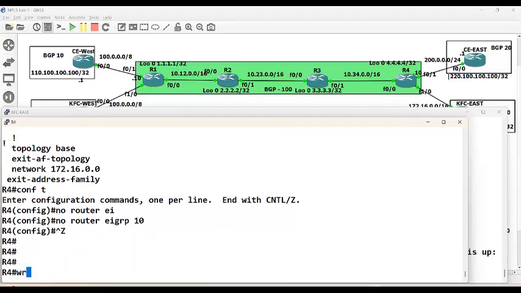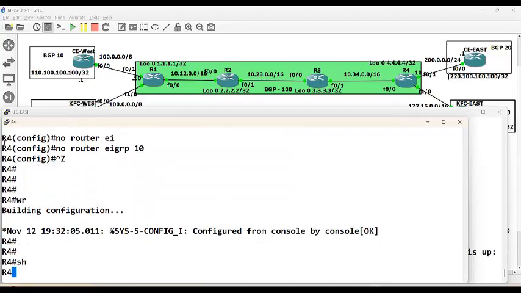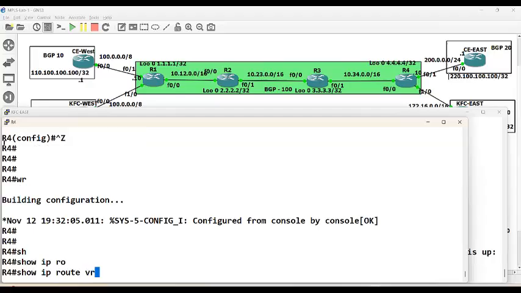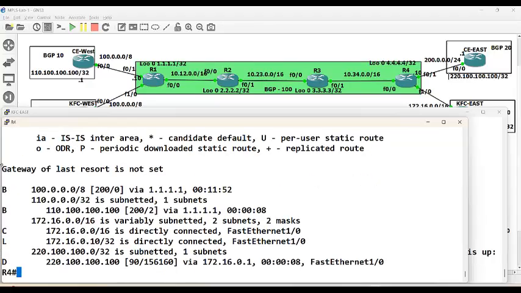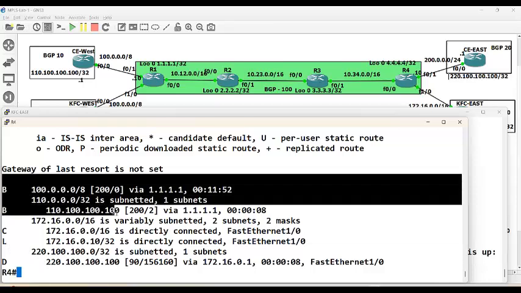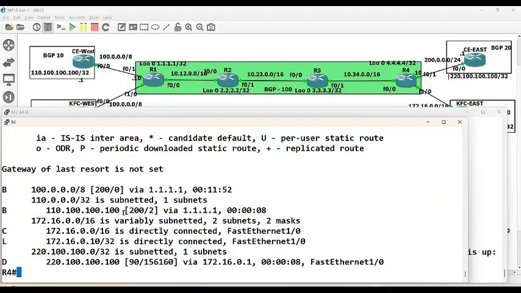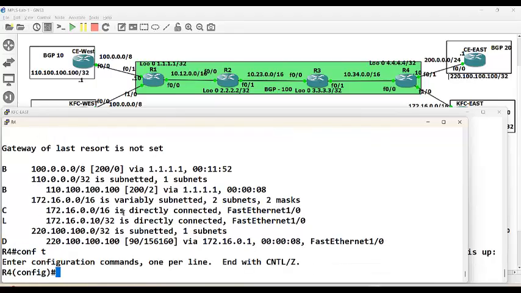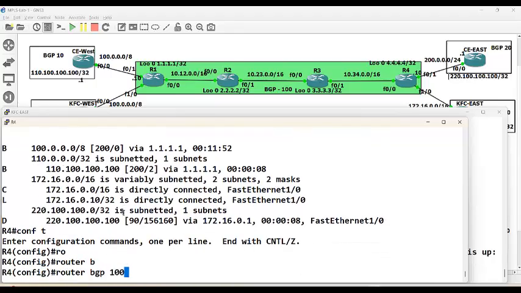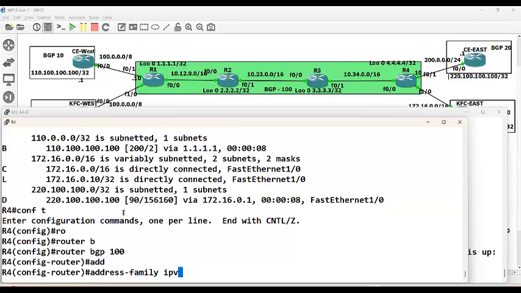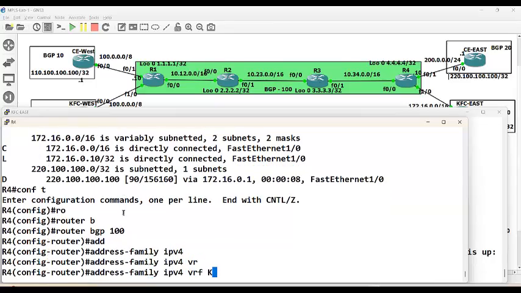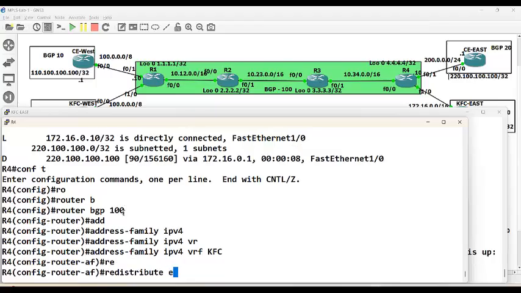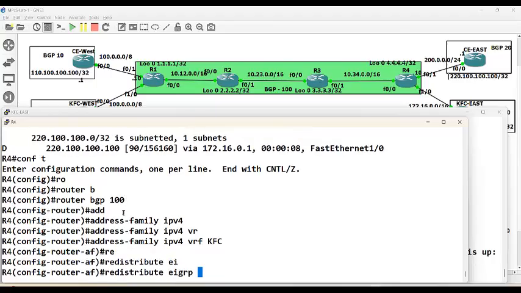Okay, let us now check the routing table. Show IP route VRF KFC. I'm learning routes from the local customer as well as from the remote customer. Now what is next? I have to redistribute. That's the missing piece. Router BGP 100, address family IPv4 VRF KFC, redistribute EIGRP 10.